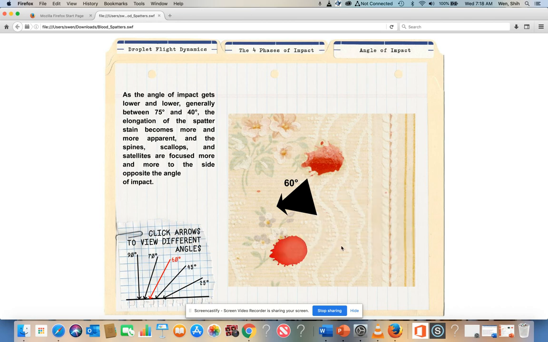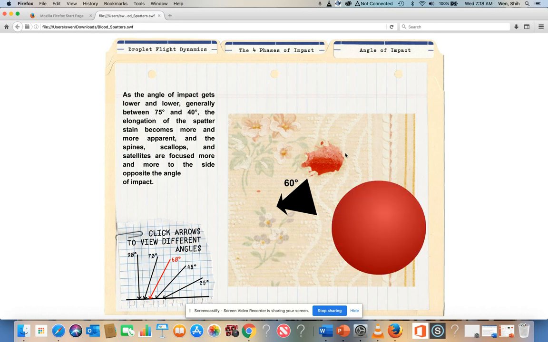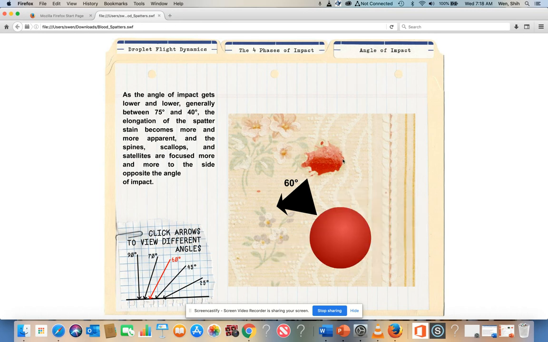Now we have a different type of structure that we start to see here, and that's called scalloping. What that scalloping is, is that round curvature that occurs, where we start to see that round curvature on one side, and then we start to see the spines and satellites that occur on the other side. So again, we can see with this angle of impact where the directionality of that impact had to come from.